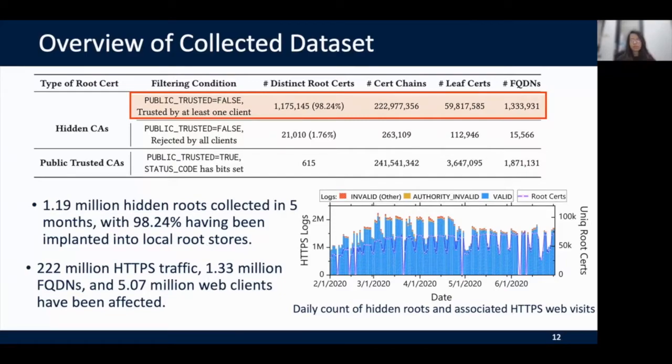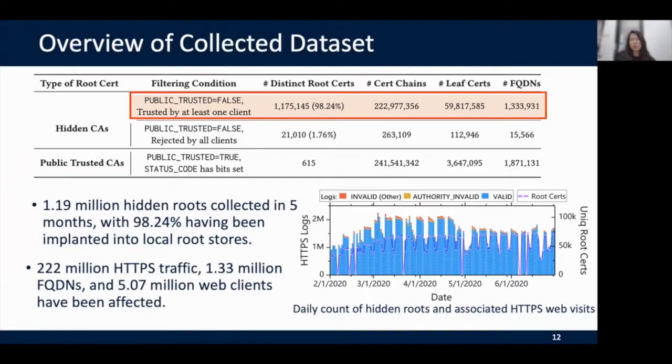We first give an overview of the dataset. In total, 222 million chains that link to hidden roots were collected during the 5 months. Their daily traffic and statistics of validation results are shown in the figure. Over 1 million distinct hidden roots were identified, and we found that they have been widely implanted into the local root stores. By inspecting the traffic logs, we found over 1 million FQDNs have been affected.